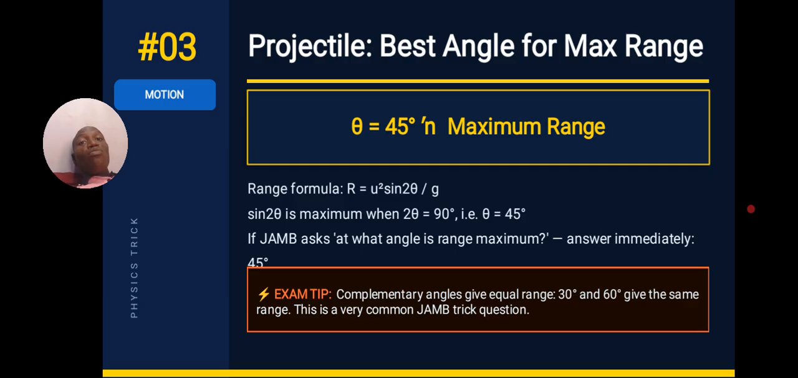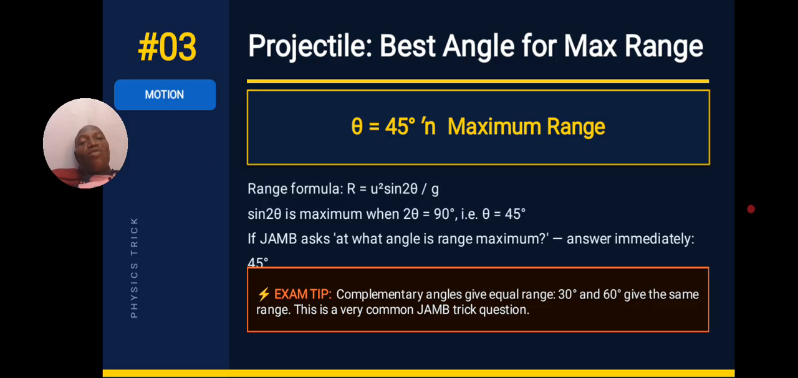The third trick comes under projectile. All these are now under motion. I hope you are noting all these things. Now under motion, there is a common question they ask under projectile. What is the best angle to achieve a maximum range? This is a very, very popular question. What is the best angle for maximum range? So the best angle for maximum range is 45 degrees. Never forget this.